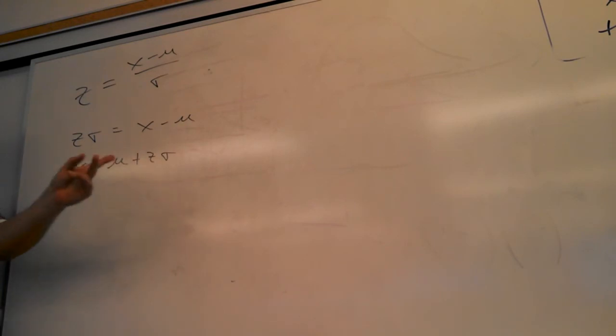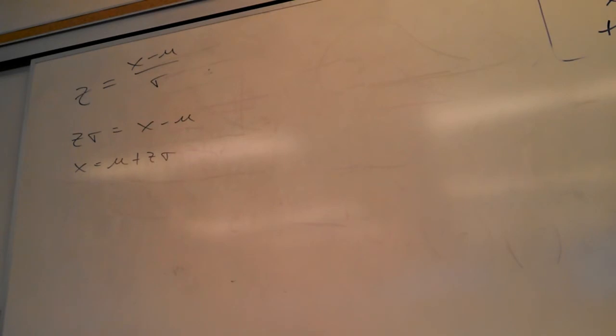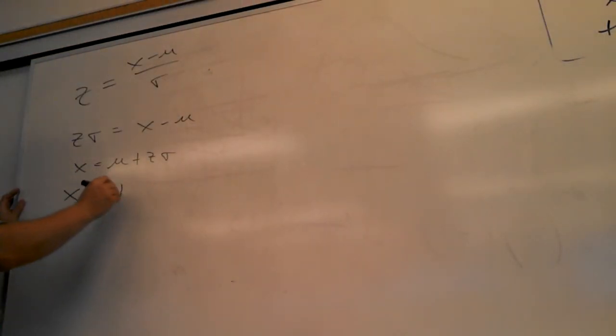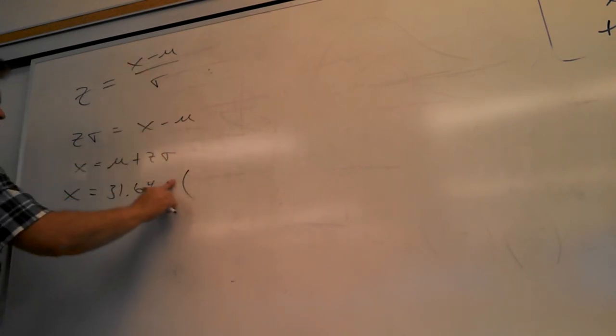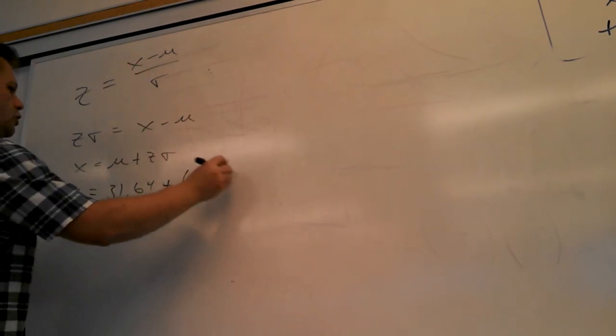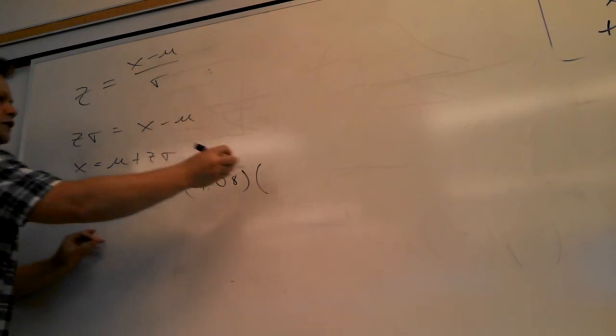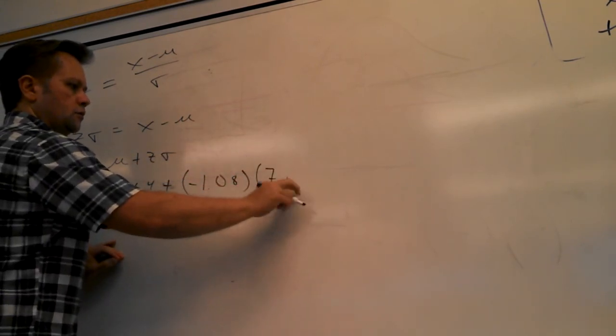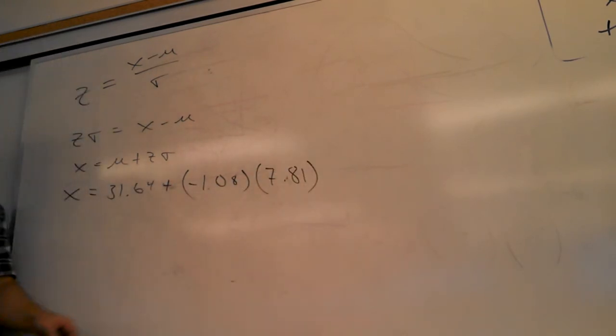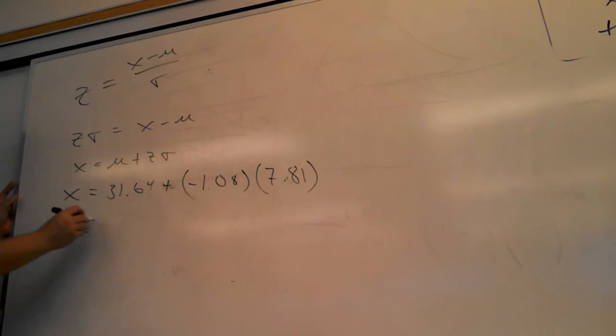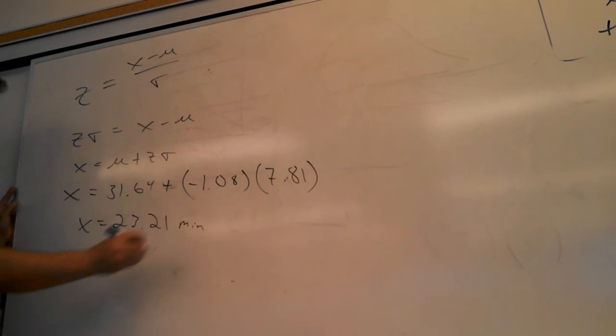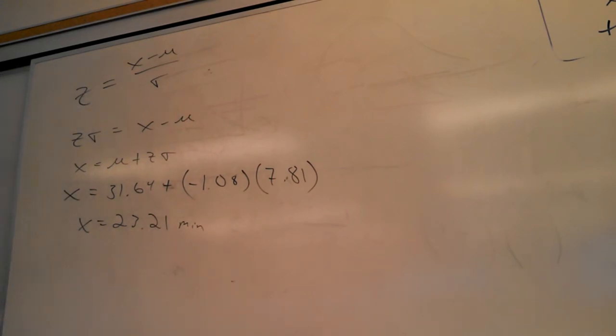And so how can I use that now? Well, we got the z-score is negative 1.08, right? So I know the z. What's the mean? 31.64 plus negative 1.08 times the standard deviation, which was 7.81. So throw that in the calculator. 23.21 minutes.